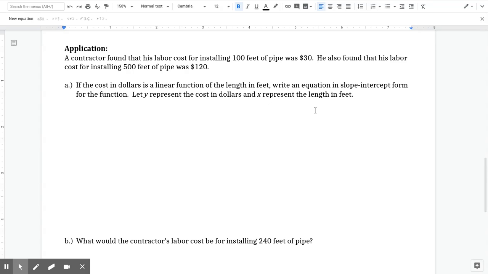What is important for us is that we were given two sets of those. We were told that 100 feet of pipe would cost $30 in labor. Well, that's the first x value and the first y value that we have. So we can label those as x1, y1, because those two values go together. The $30 occurred when 100 feet of pipe was installed. In a similar sense, when 500 feet of pipe was installed, the labor cost was $120. Same idea: here's an x paired with a different y, and we can classify those as x2 and y2.